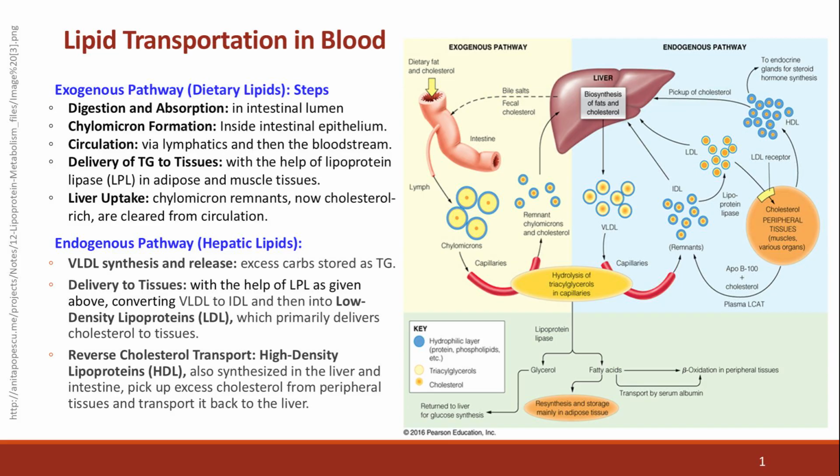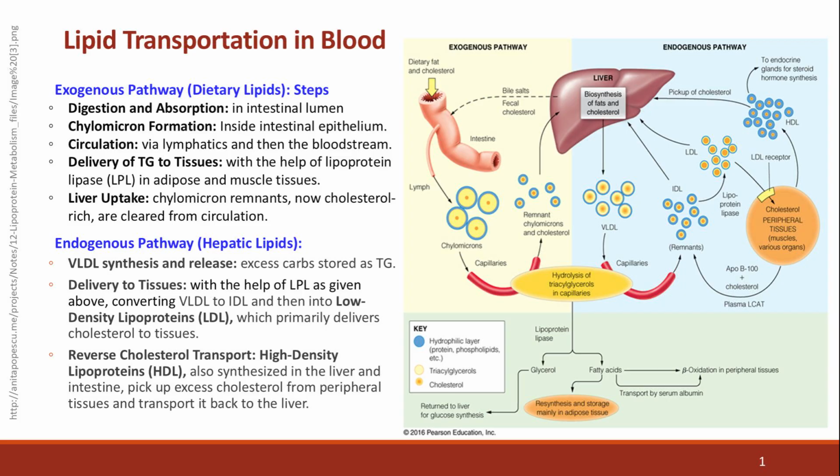The other is the endogenous or hepatic pathway for synthesized lipoproteins, which comprises 3 steps: 1. Formation of VLDL and LDL, 2. Delivery of triglycerides to tissues, and 3. Reverse cholesterol transport by HDL. The liver synthesizes lipids from excess carbohydrates and stores them as triglycerides. These are packaged into very low-density lipoproteins or VLDL, which are released into the bloodstream.